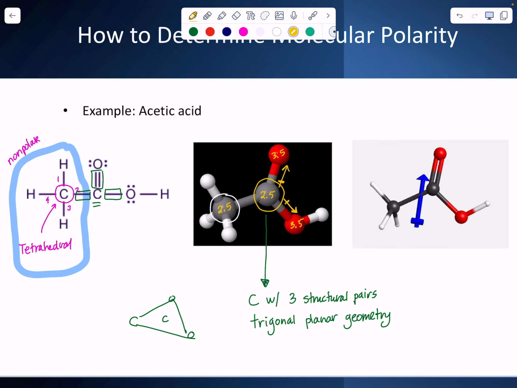So if we're looking at this triangle, it's trigonal planar geometry, and the angle between these two is 120 degrees. They're not at 90-degree angles, so there is going to be a net force. All right, so when we look around this part of the molecule, we would say that that's polar. It's got a net dipole.